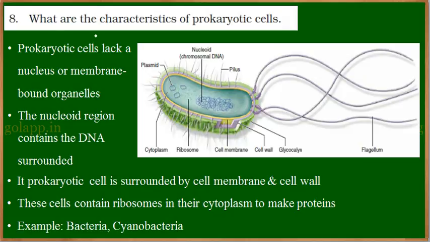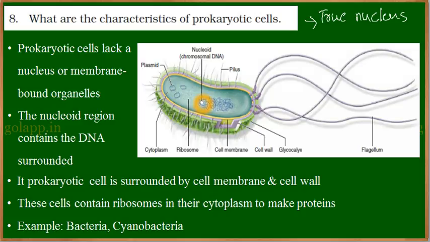The question is, what are the characteristics of a prokaryotic cell? A prokaryotic cell, the word says it is a primitive cell which does not have a true nucleus. What are the characteristics of this cell? So we know the meaning of prokaryotic cell: without a true nucleus. So if there is no true nucleus, we call it a prokaryotic cell. That means they do not have a nucleus.